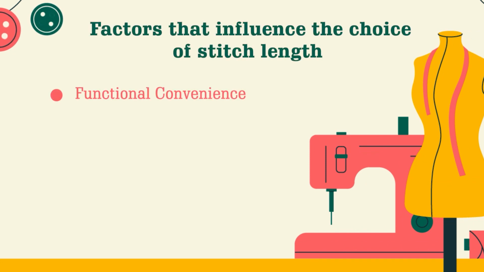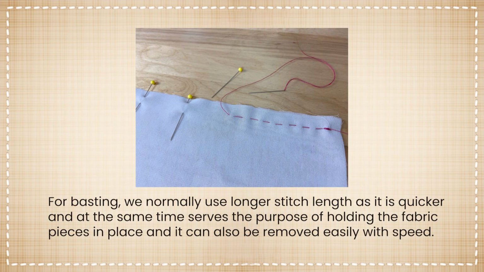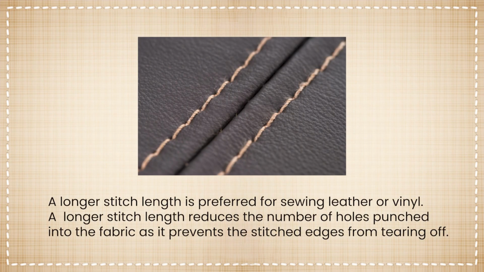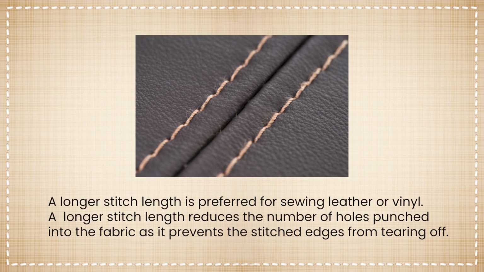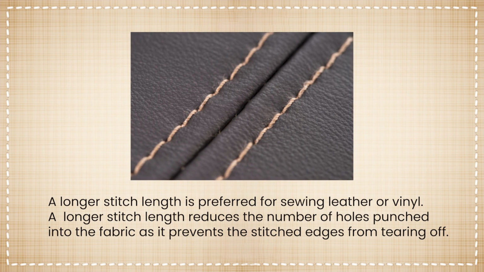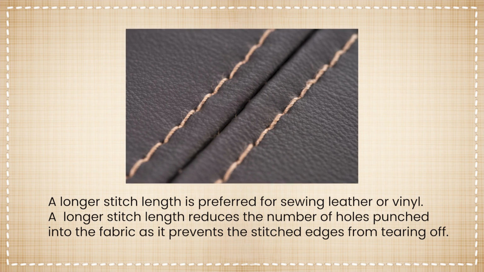First is the functional convenience. While basting, we normally use a longer stitch length as it is quicker and at the same time serves the purpose of holding the fabric pieces in place, and it can also be removed easily with speed. Another factor is to prevent fabric damage. A longer stitch length is preferred for sewing leather or vinyl. A longer stitch length reduces the number of holes which are punched into the fabric, so it prevents the stitched edges from tearing off.